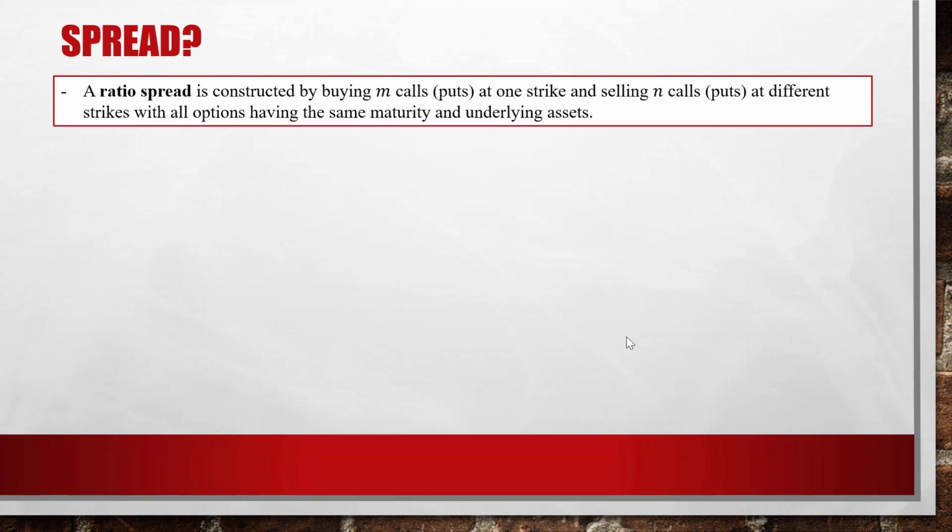Now let's consider a ratio spread. A ratio spread is constructed by buying M calls or puts at one strike and selling N calls or puts at a different strike, with all options having the same maturity and underlying asset. And here we don't need to guarantee which one of K1 and K2 is greater.